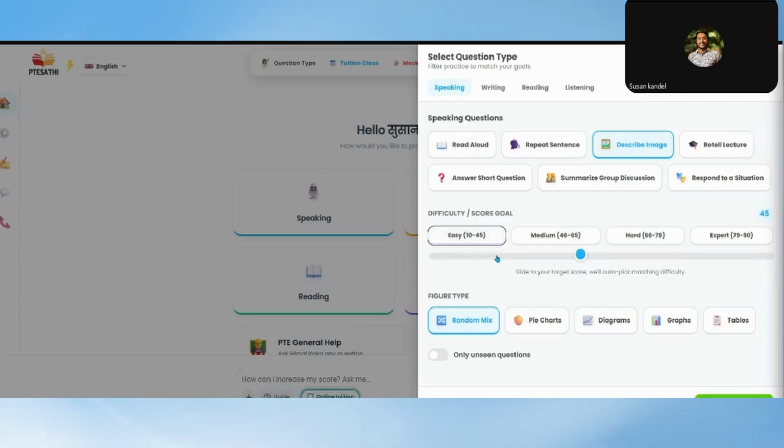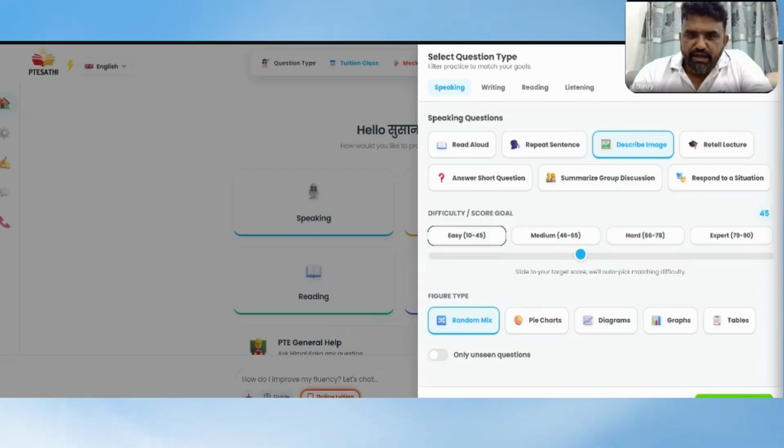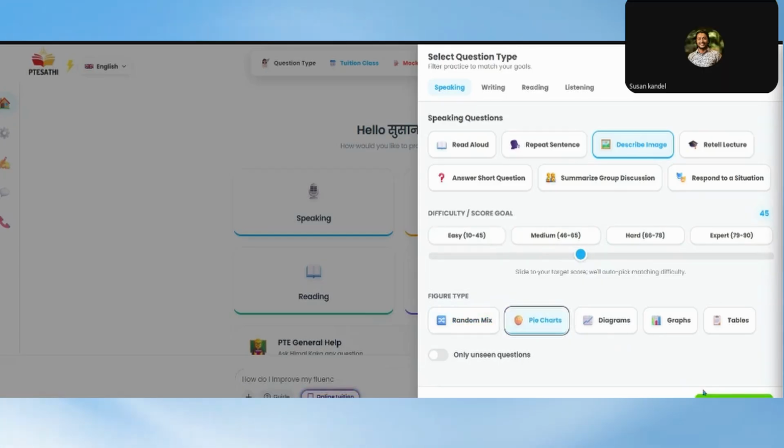So here, let's go under easy, and then we can choose one of the specific types or just a random one. Pie chart. Let's go with pie chart. Okay, sure.